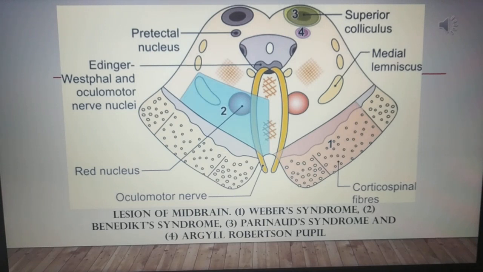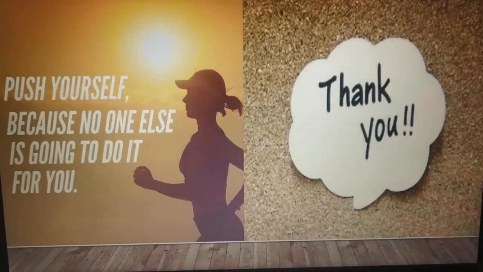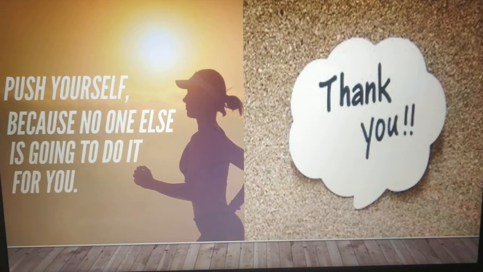The next will be Parinaud's syndrome. It is also known as the dorsal midbrain syndrome. Here, what is mainly affected is the medial longitudinal fasciculus. And lastly, the Argyll Robertson pupil, a condition wherein the pretectal nucleus is involved. Thank you.